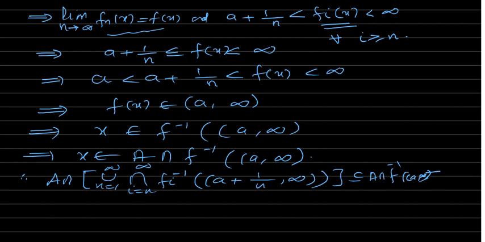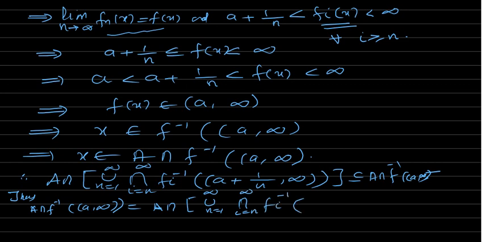So this proves the equality. Thus we have equality. Thus A intersection f inverse of (A, infinity) is equal to A intersection union n runs from 1 to infinity, intersection i runs from n to infinity, f_i inverse of (A plus 1 over n, infinity). They are equal sets.